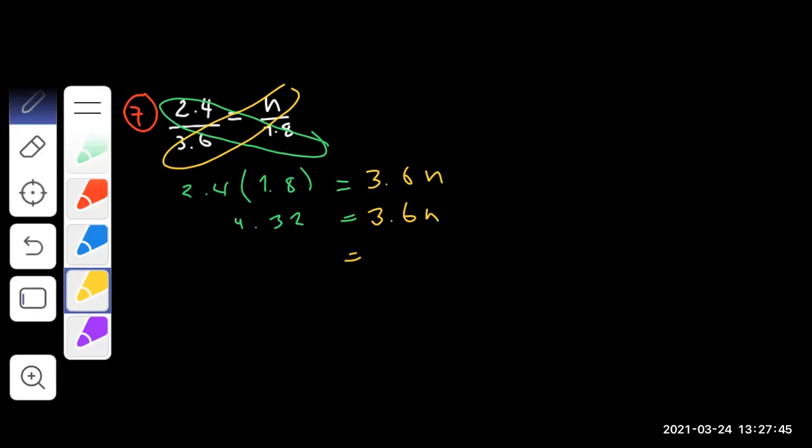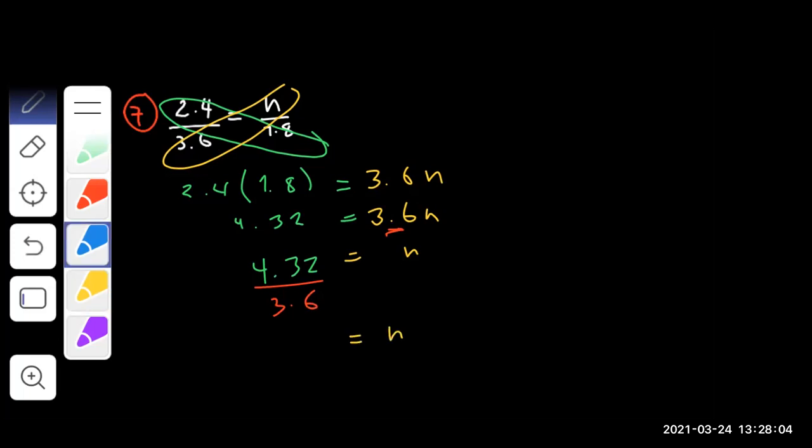Again, your goal is to let that n alone, guys. Notice that n is not alone. I just copied 4.32, and this 3.6 is bothering you. It's multiplying, so get it to the side, and it is going to be divided. 3.6. What is n equal to? 4.32 divided by 3.6. 1 point something, I think. 1.2. Okay, let me just color this. This is my solution.